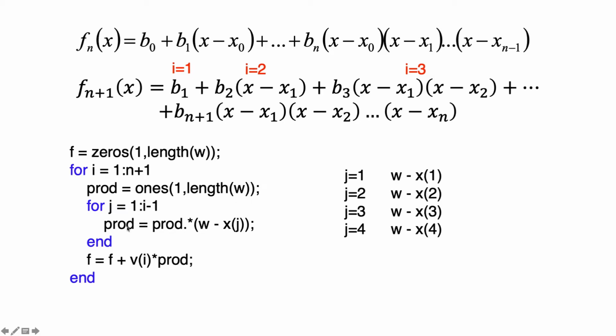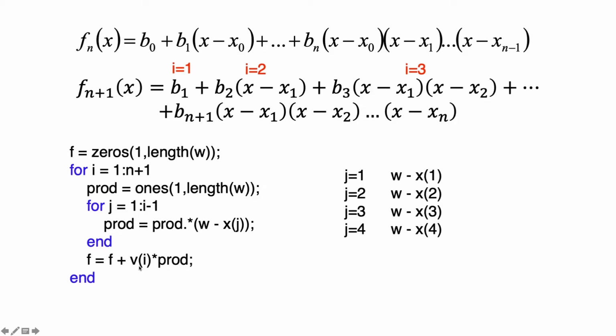So for j equals 1, this product here is initially 1, and it will be multiplied to w minus x1. So this becomes w minus x1. For j equals 2, this is already w minus x1, and this becomes w minus x2. So this new value of the product is w minus x1 times w minus x2. And then it terminates.